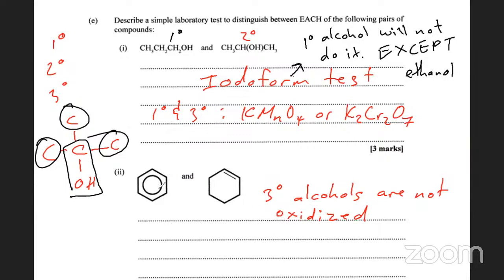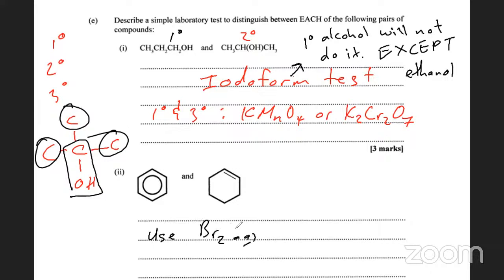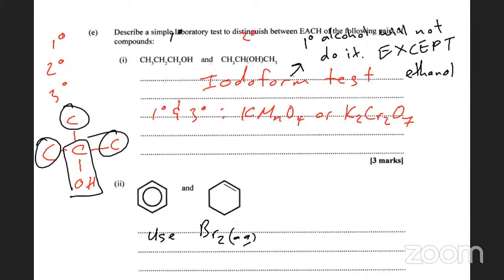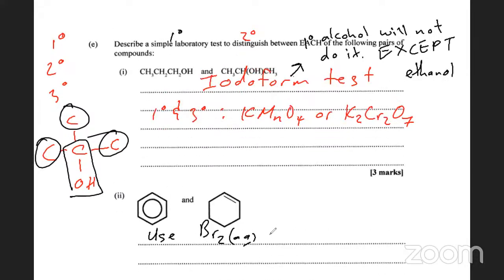Right? Now this down here is an alkane, no lie. This is benzene, and this is an alkene. So benzene and alkenes, they do not carry out the same reaction. All right? All you need to do is just add some bromine. So you can use bromine water. You could also use KMnO4. All right. Benzene will not react with your bromine without a catalyst.